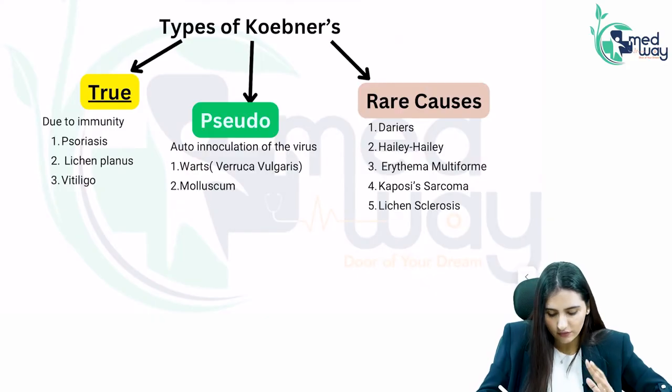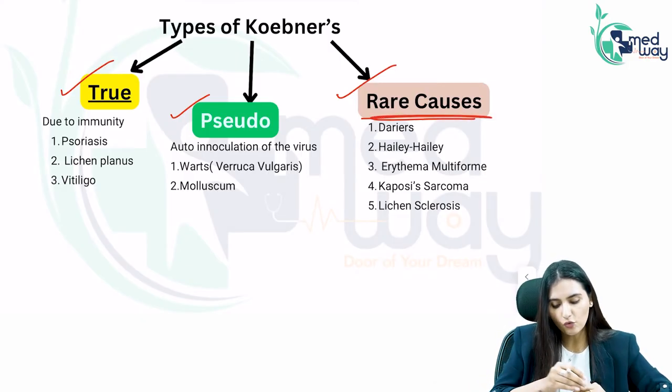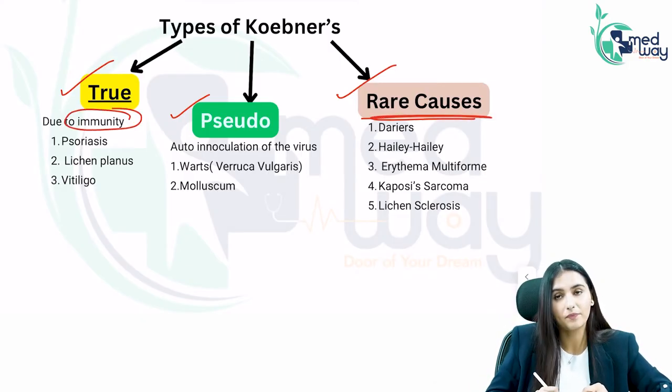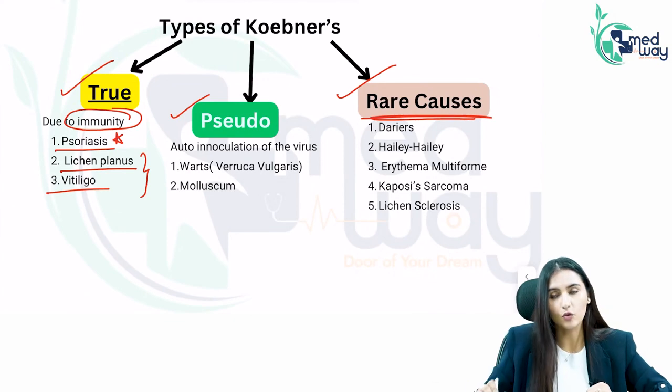Now we will discuss it here only. You have true Koebner's, you have pseudo Koebner's, and you have rare causes of Koebner's. What is true Koebner's? It is because of immunity. So it is seen in psoriasis. It is also seen in lichen planus and vitiligo, which we will discuss. But it is seen in psoriasis.